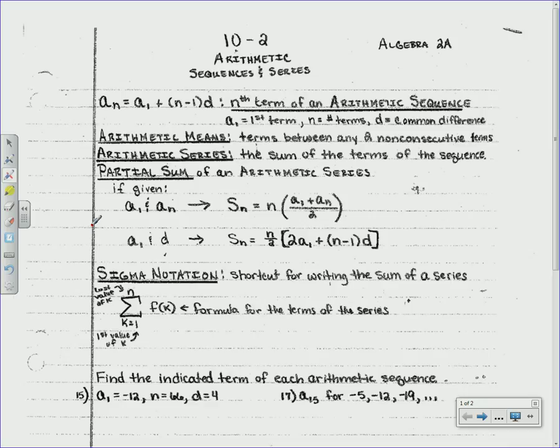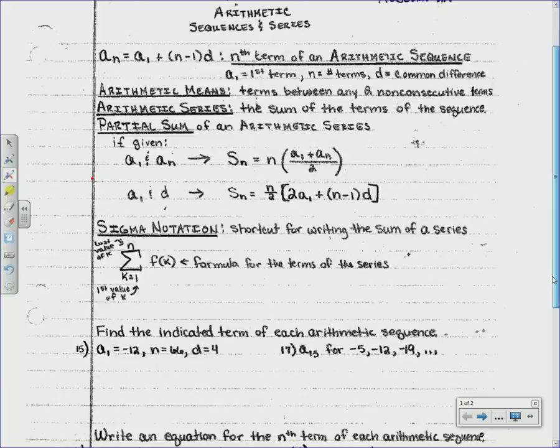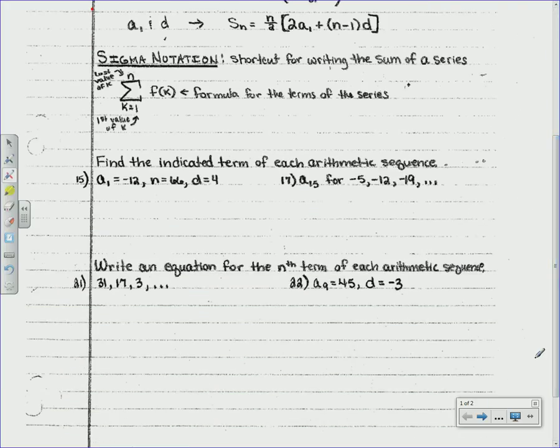All right, so sigma notation is a shortcut for writing the sum of a series. On these first questions, find the indicated term of each arithmetic sequence. First of all, they told us it was arithmetic. Today, they're all arithmetic, right? But eventually on tests and quizzes, they're kind of shoved together, so you really need to pay attention and underline stuff and figure out what you're talking about.